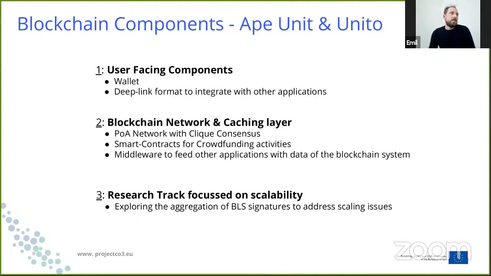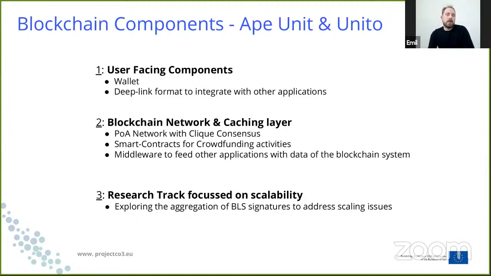For the blockchain network itself, we used a proof of authority network, Clique consensus, and a couple of smart contracts, for example, for crowdfunding activities and similar things. And of course, blockchains are great for storing immutable data, but not very good at retrieving the data fast and in a way that other applications need. So we also created a tailored middleware layer to allow fast access to the data.